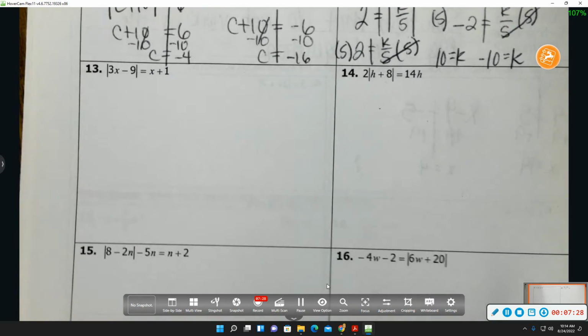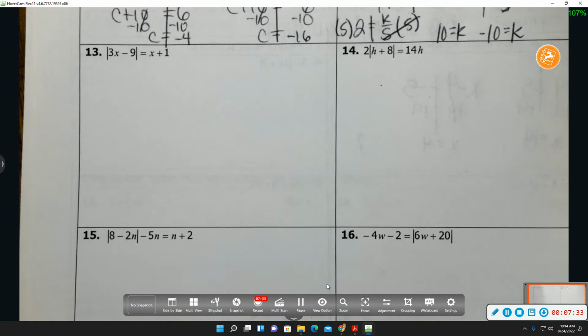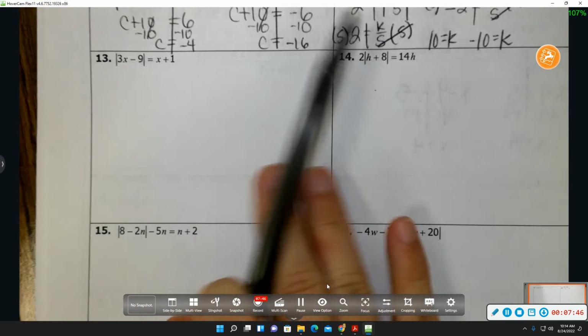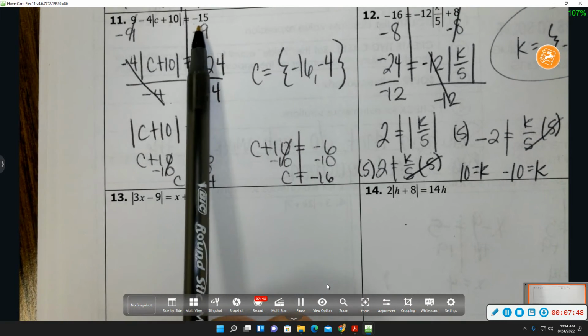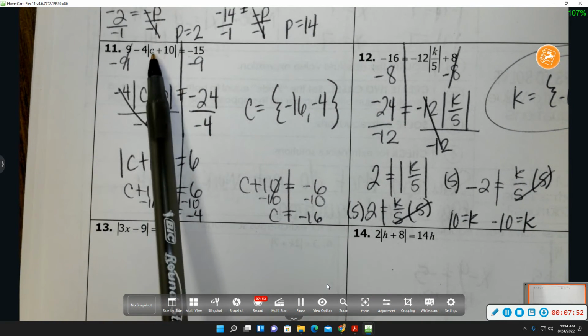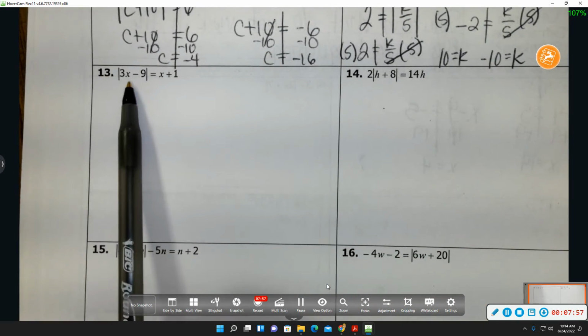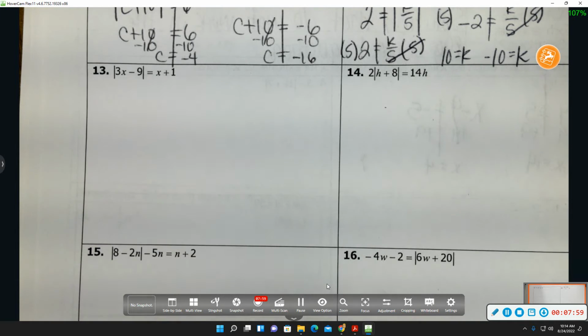Okay, so now we'll look at the next couple questions. They're going to look a little bit different than what you have been seeing. If you look at number 13, instead of the absolute value on one side always being equal to a number, now you'll have the absolute value equal to an expression.